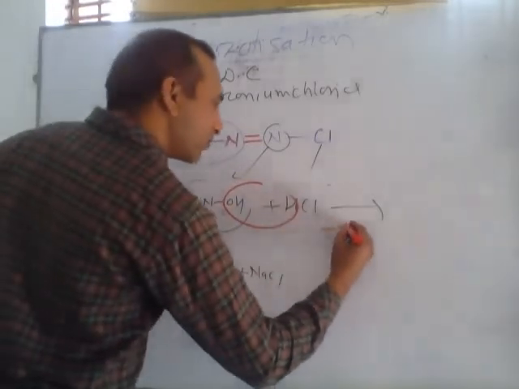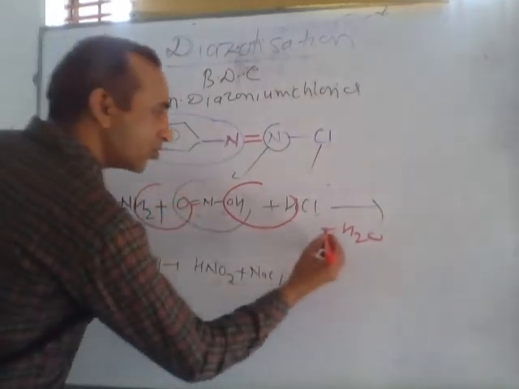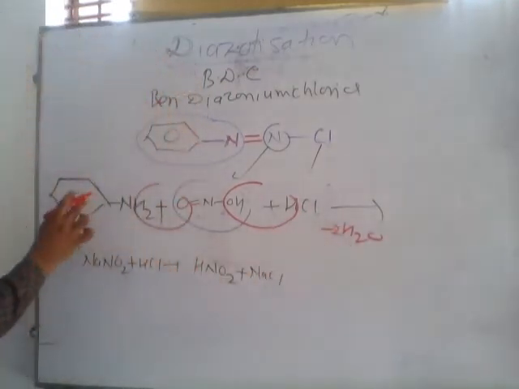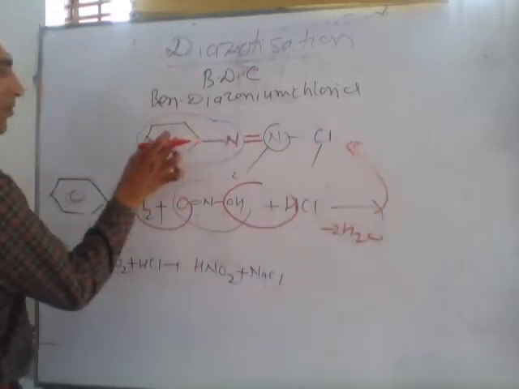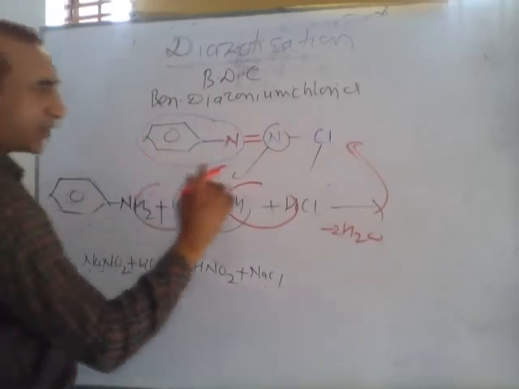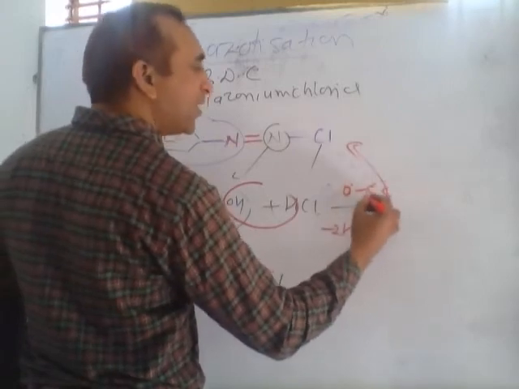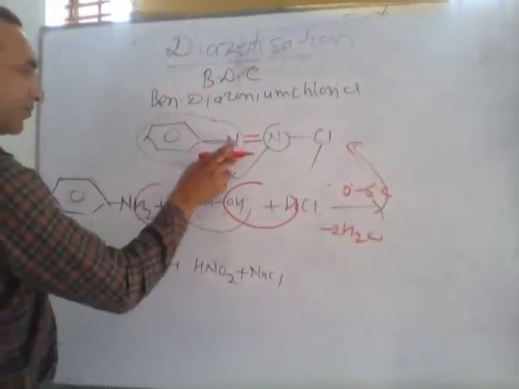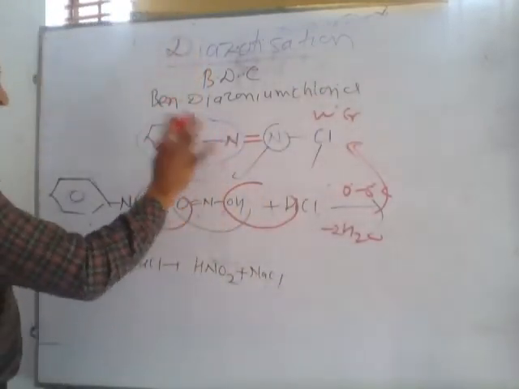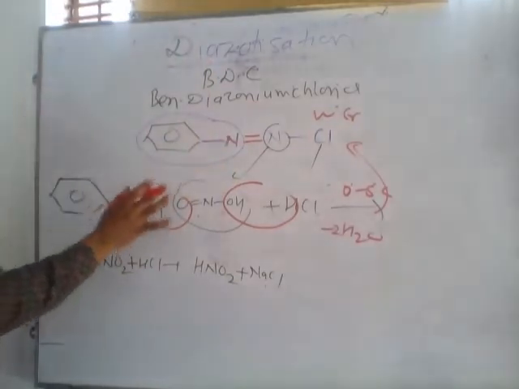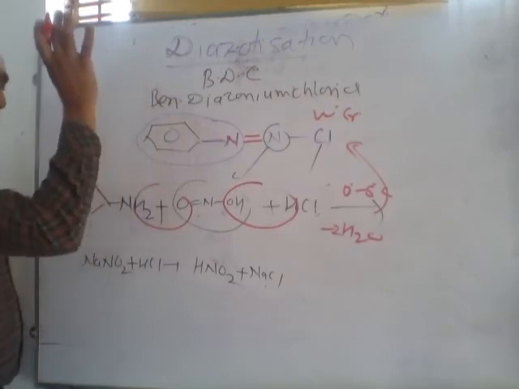From here, two water molecules are removed, and what will form? This ring, nitrogen and chlorine, means this is called benzene diazonium chloride. And this reaction happens at 0 to 5 degrees Celsius, a very low temperature. This is a white crystalline compound. So this reaction is called diazotization, and this is also used to test aniline. Aniline gives this type of compound.